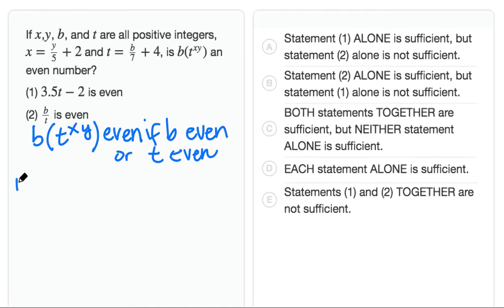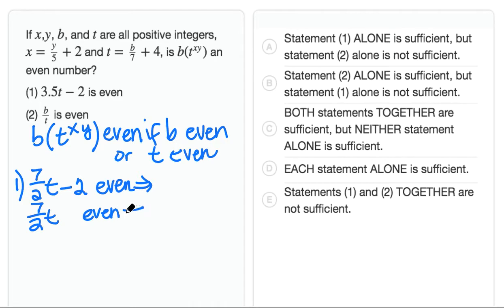Statement 1 says that 3.5 t minus 2 is even. That's equivalent to 7/2 t minus 2 is even, which means that 7/2 t is even, because subtracting 2 from an even number will give us an even number. So if 7/2 t is even, then we can conclude that t is even. Statement 1 alone is sufficient. That means we can eliminate choices B, C, and E. Now we're down to choices A and D.